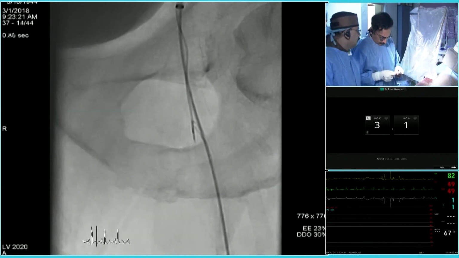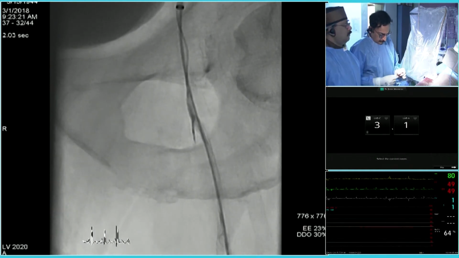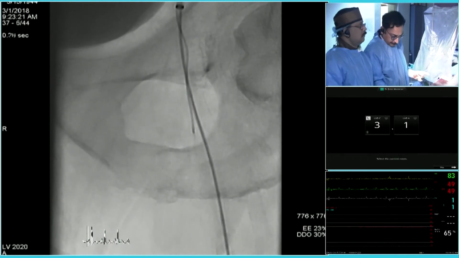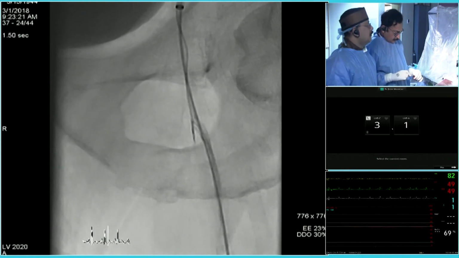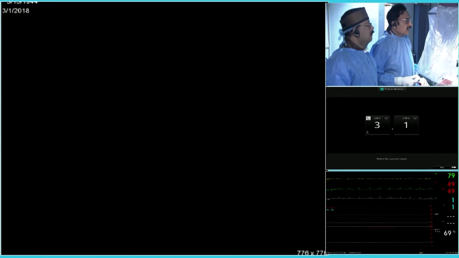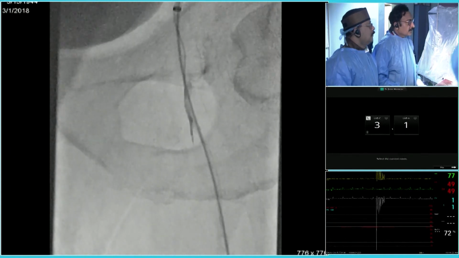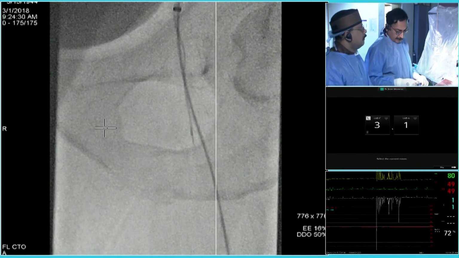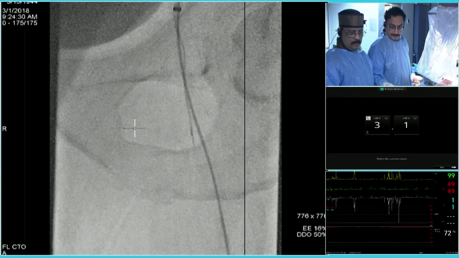Yes, Dr. Khanna, we are with you. Got another wire? Okay, so what we have, show me the last view, play this. So we have taken a microcatheter, and what we are doing now is we have jailed the false channel with a 3-5 wire, and with the microcatheter we are advancing with the Conquest Pro.